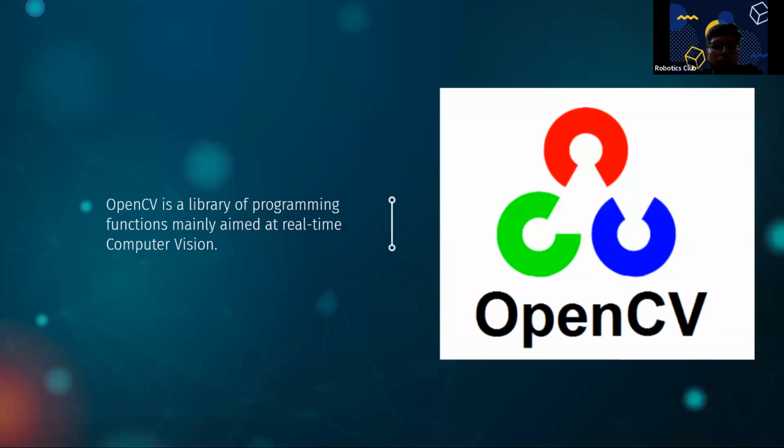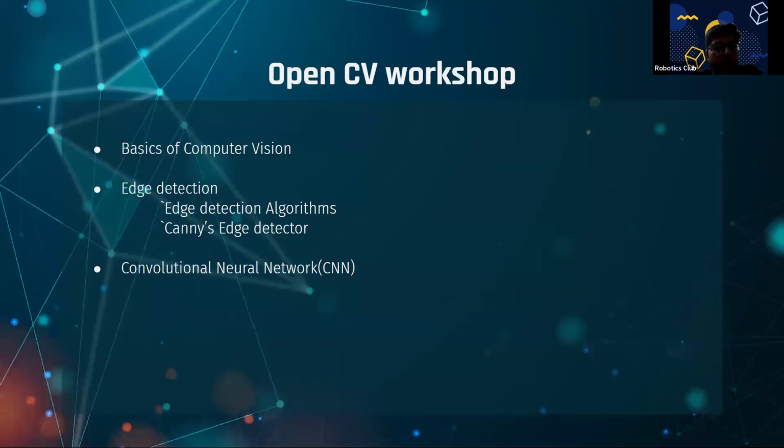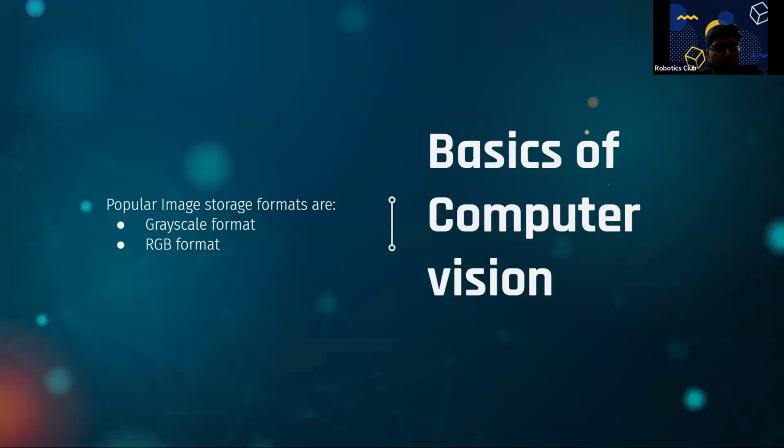Okay, so what is OpenCV? OpenCV is just a library of programming functions mainly aimed at real-time computer vision. Many of you must have thought, what is computer vision? We will deal with it later. It's just a library containing various functions. So we'll start with the basics of computer vision, in which we will discuss how images are exactly stored in our computers.